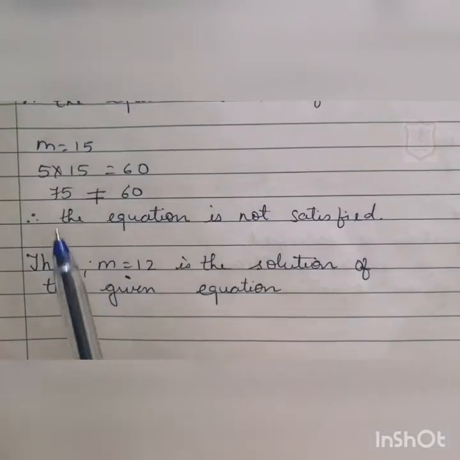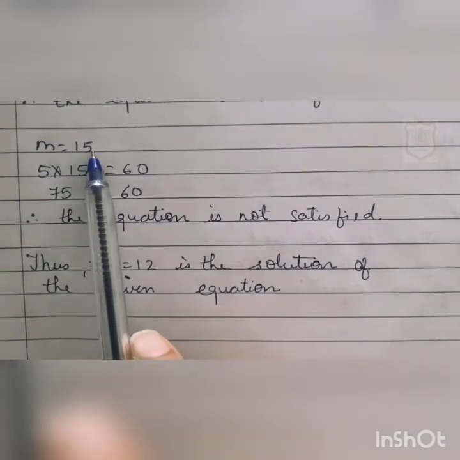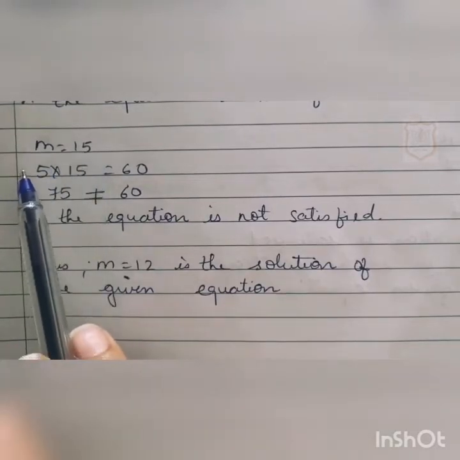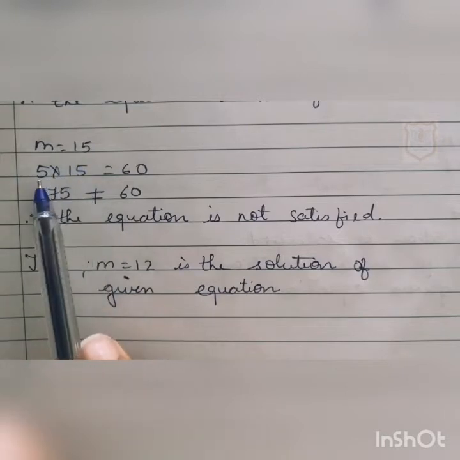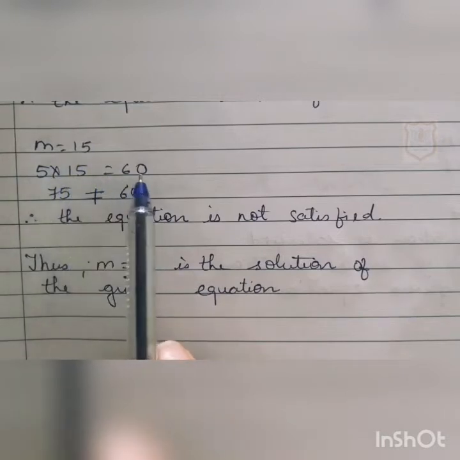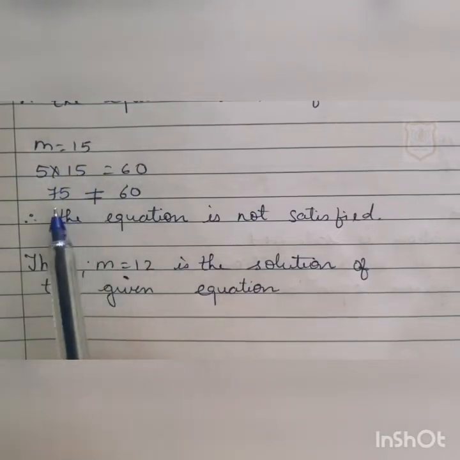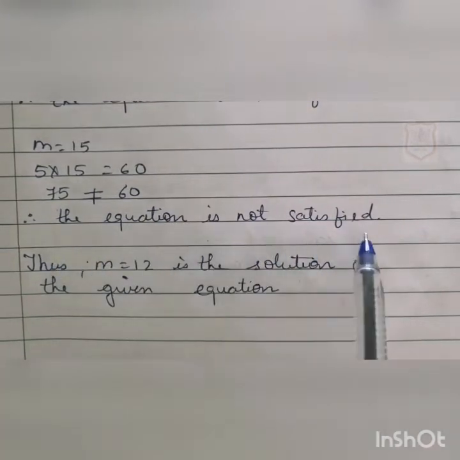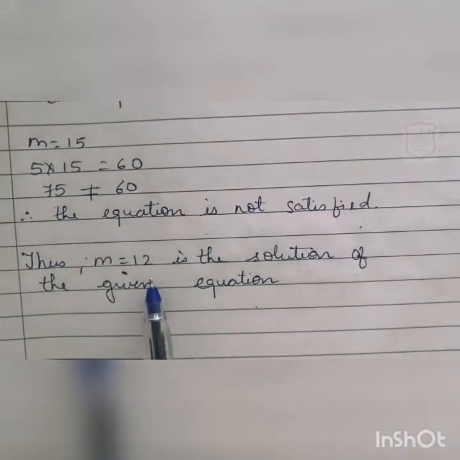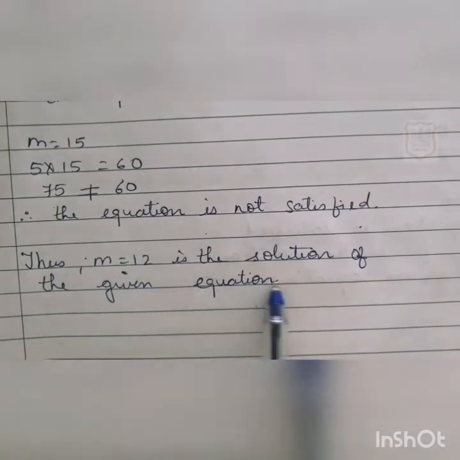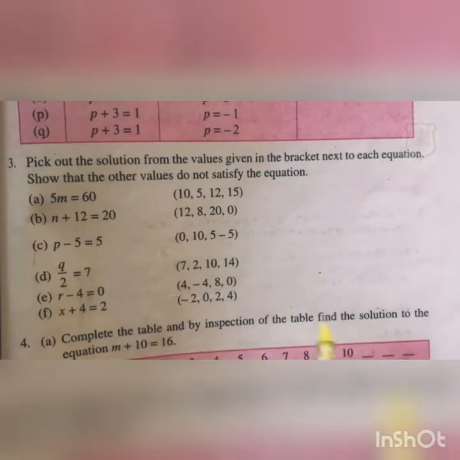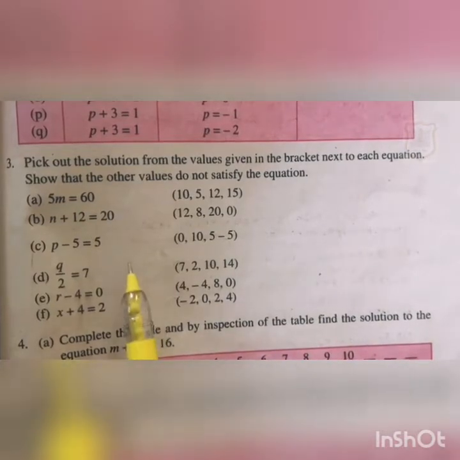Now, m is equal to 15. Where m is equal to 15, so 5m is equal to 60. Now, 5 multiplied by 15 is 75, which is not equal to 60. Therefore, we can say that the equation is not satisfied. Thus, m is equal to 12 is the solution for the given equation. Children, in the same way B and C you will do on your own.